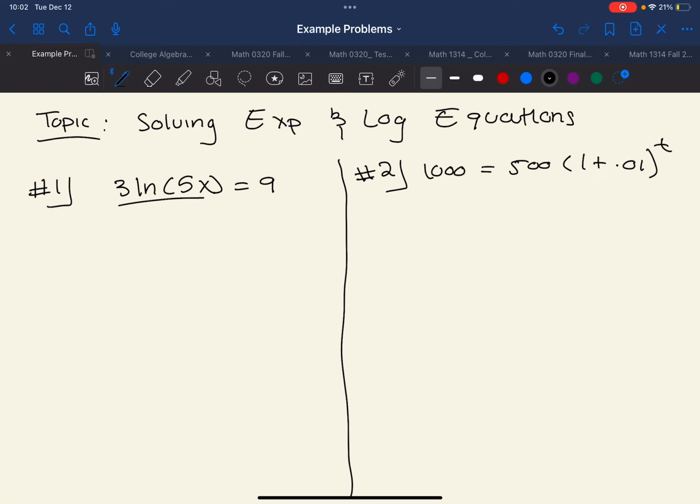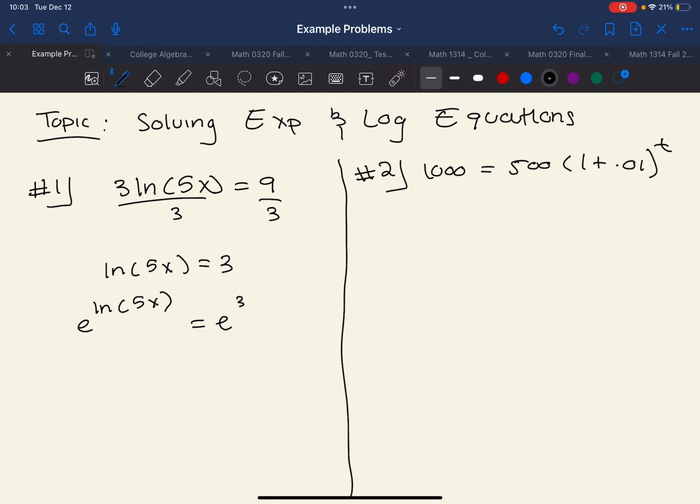So I'm going to divide both sides by 3, and I get the natural log of 5x is equal to 3. Now that I have that natural log by itself, I'm going to use the inverse of natural log, which is the exponential function e to the x, to cancel it out. So I'm going to go e to the natural log of 5x is equal to e cubed.